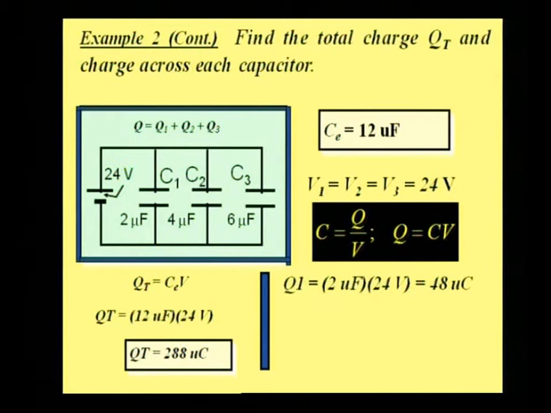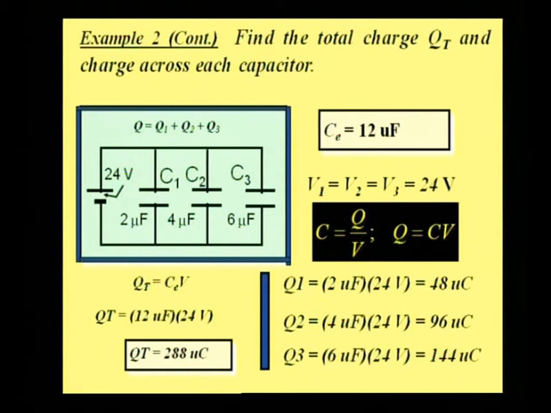And here is the individual charge stored in each capacitor. For the first capacitor, Q1 equals C1 into V, where C1 is 2 microfarad. Multiplying by the 24 volts, which is common for all 3 capacitors, we get 48 microcoulomb. Similarly Q2 equals 4 microfarad into 24 volts, which is 96 microcoulomb, and Q3 equals 6 microfarad into 24, which is 144 microcoulomb. If we take the summation of 144 plus 96 plus 48, we also get Qt equals 288 microcoulomb.